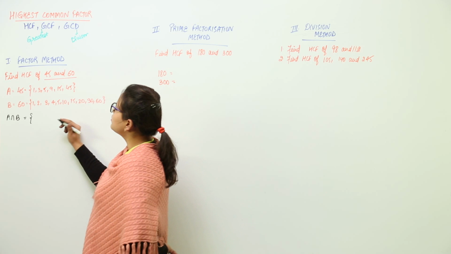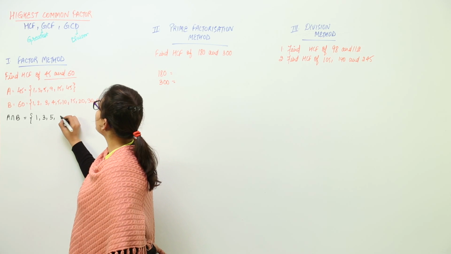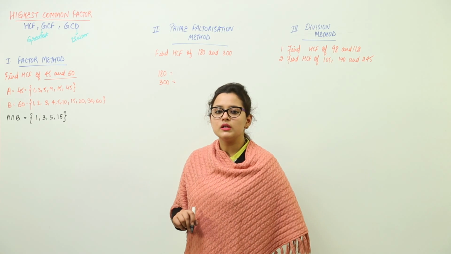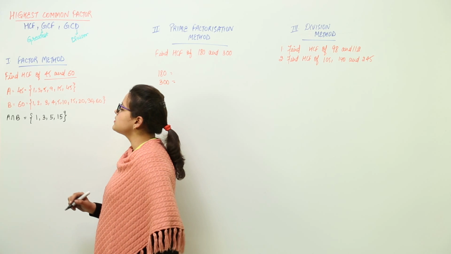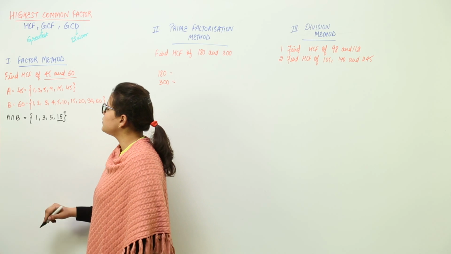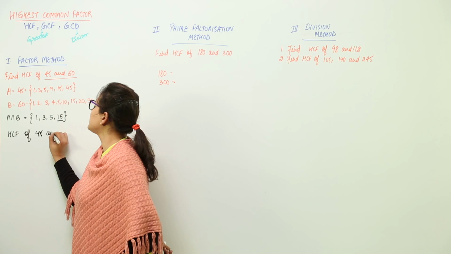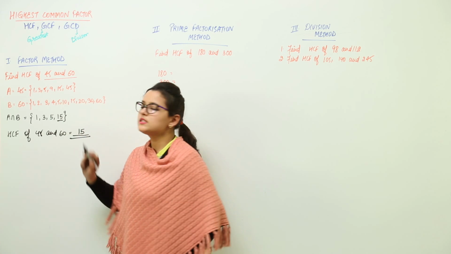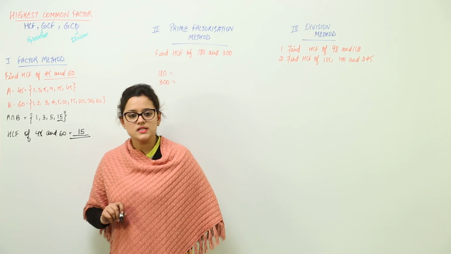So what is common to both? We can see 1 is common, and 3, 5 and 15 are common. So these are the common factors in set A and set B. Now out of these common factors, which one is the highest one, or you can say the greatest one? It is 15. So we can write over here that the HCF of 45 and 60 is equal to 15, because it was the highest value among all the common factors of both the numbers 45 and 60.